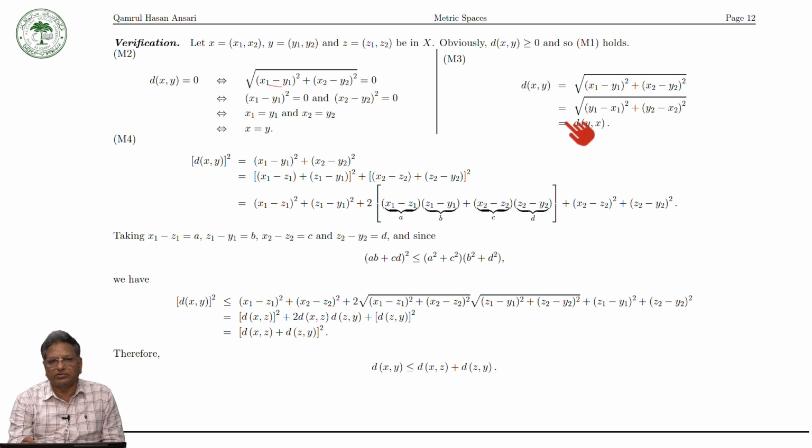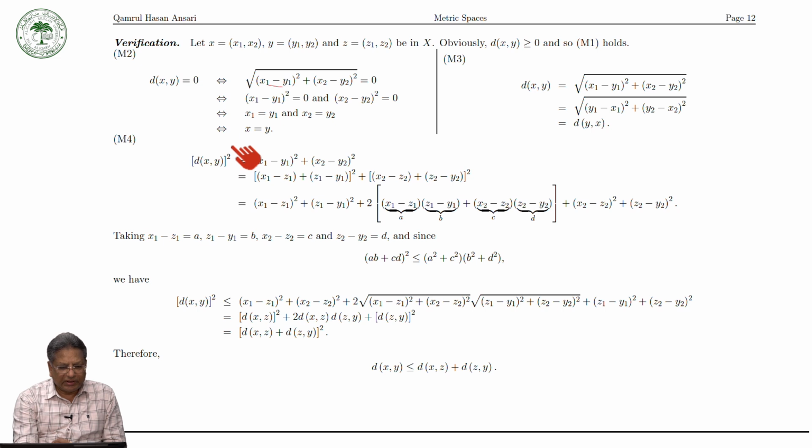So dxy is equal to dyx. It means that the symmetry holds. Now it is a little bit tricky to prove the triangular inequality. For the triangular inequality, we first calculate the square of dxy.